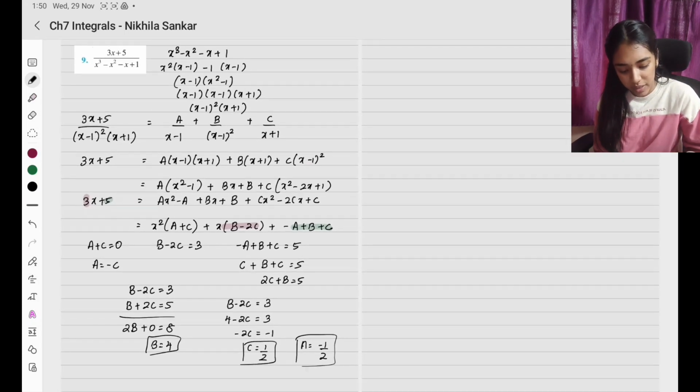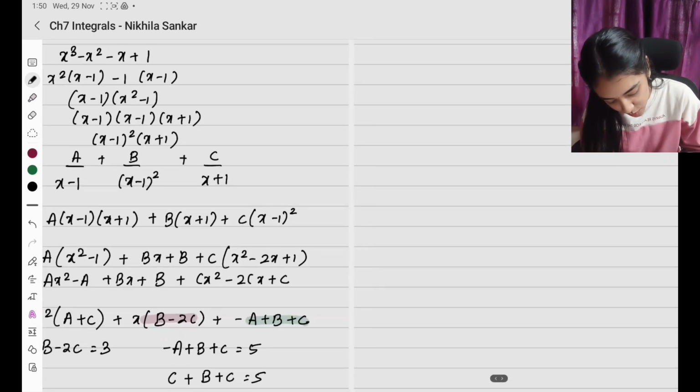So I found the values for a, b and c. Now the integral is going to be a divided by x minus 1. So a is minus half.